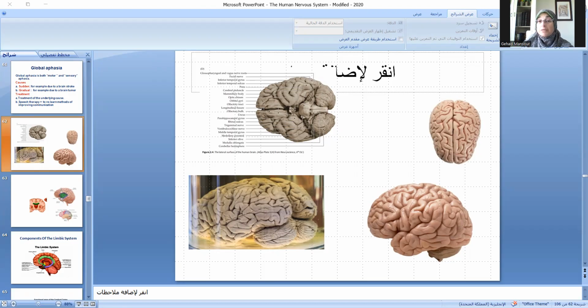And then number three is the primary motor area. The primary motor area is the center where the cell bodies of motor neurons are present to initiate or to facilitate or even to inhibit motor functions, voluntary motor functions. And we discussed this when we were discussing hemiplegia.